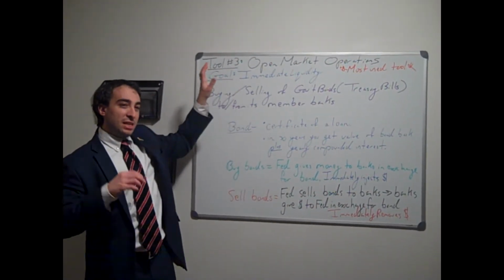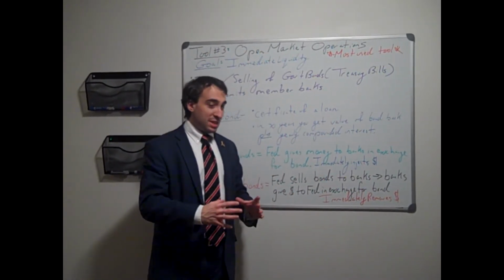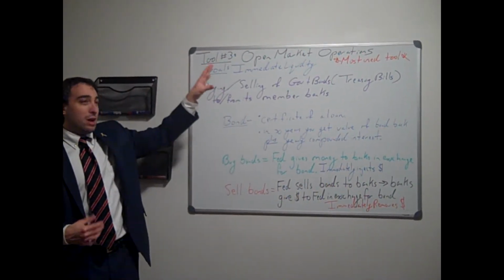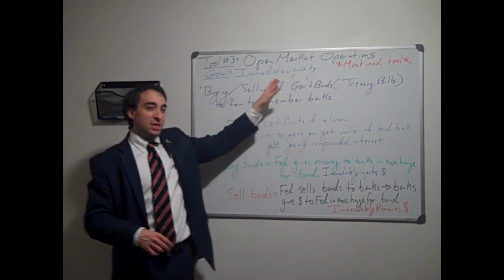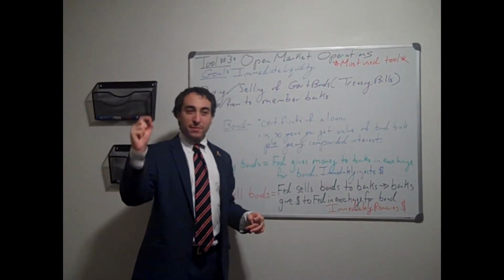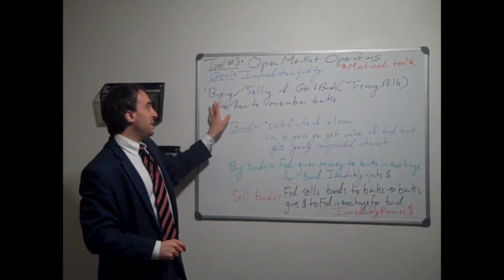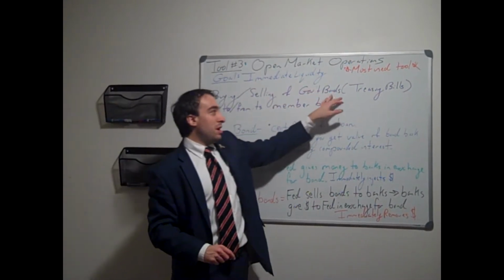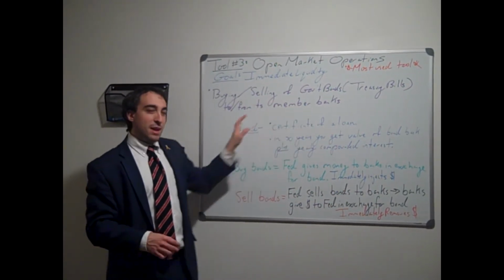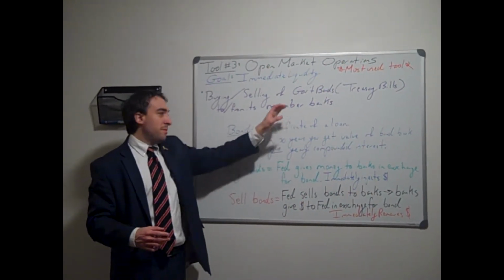And the goal of this is immediate cash liquidity into the banking system or emergency removal of money out of the banking system. If you see the FOMC, the Federal Open Market Committee, it is the committee of the Federal Reserve in charge of this operation. And what this operation is, is the buying and selling of government bonds, known as treasury bills or T-bills, to and from its member banks.